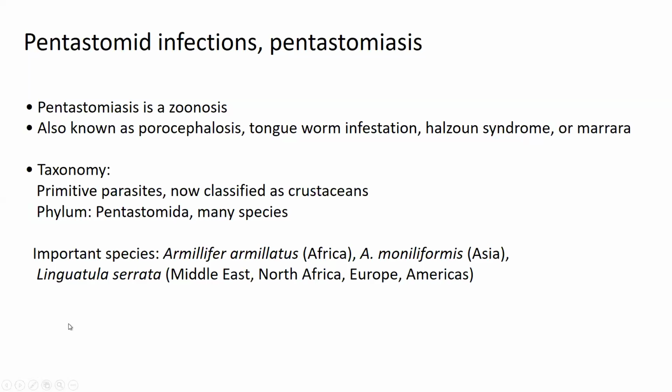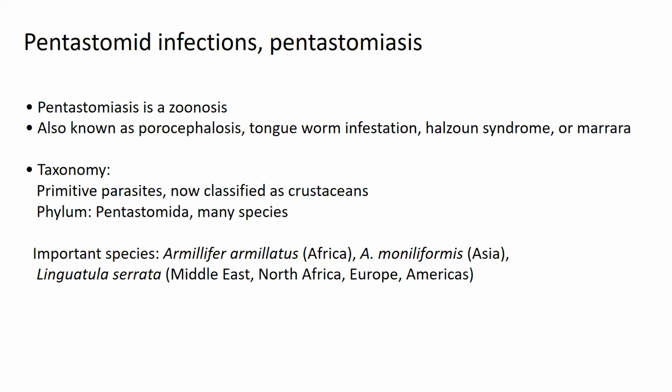So what is this? It's a pentastomid, and pentastomiasis is not common in humans, although it's well described in certain forms. So it's mainly a disease of animals, and it's got various synonyms: porocephalosis or tongueworm infection. In Sudan and the Middle East, it's known as halzun, or marara is another name for this disease.